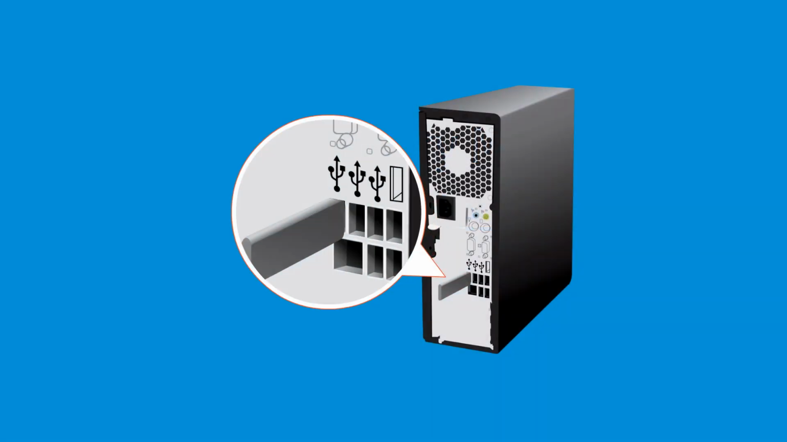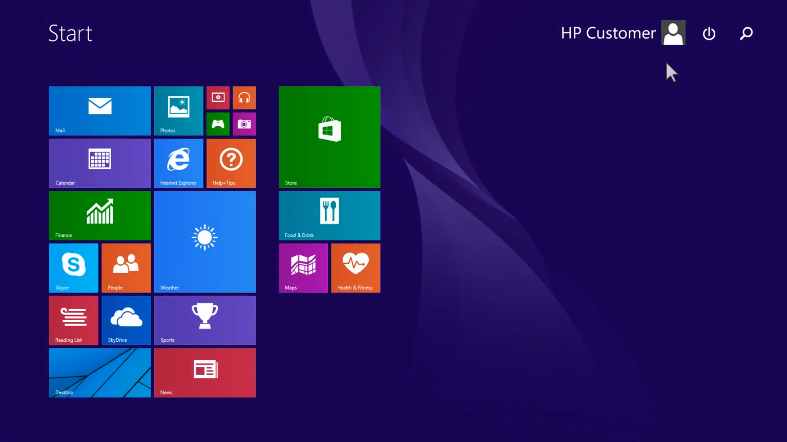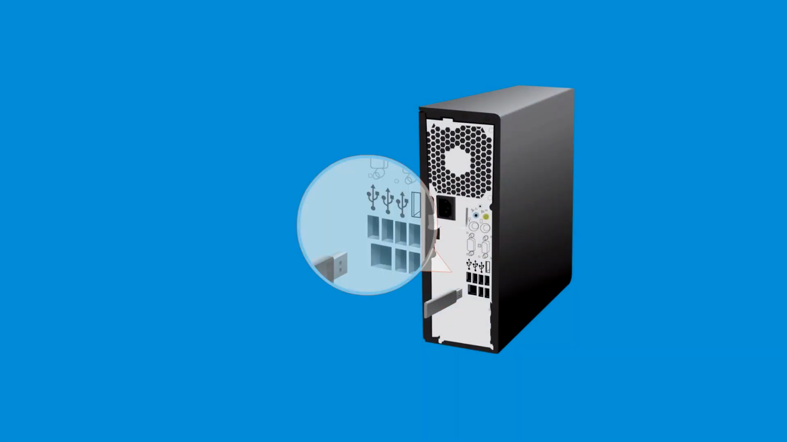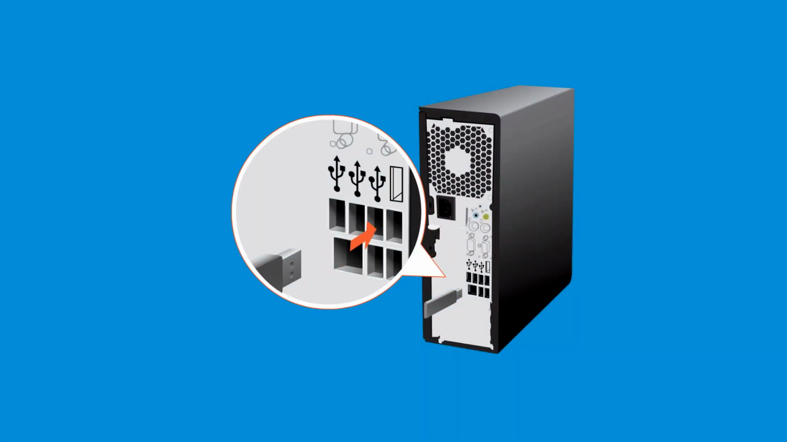When reinstalling the wireless network adapter, be sure to first unplug any external USB wireless network adapters from the computer, if applicable. Restart your computer. After Windows opens, plug the network adapter into a different USB port.